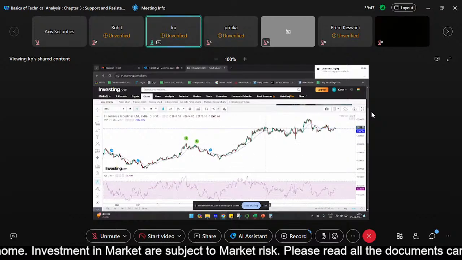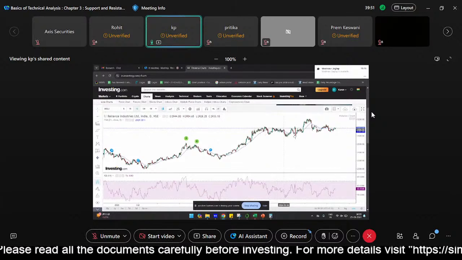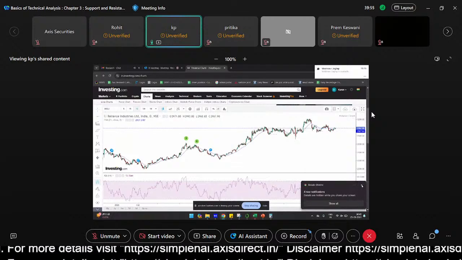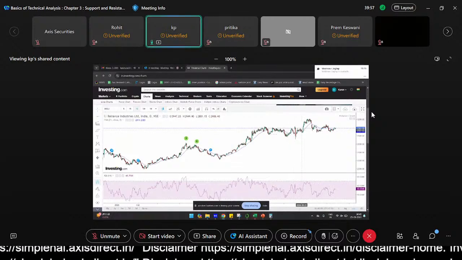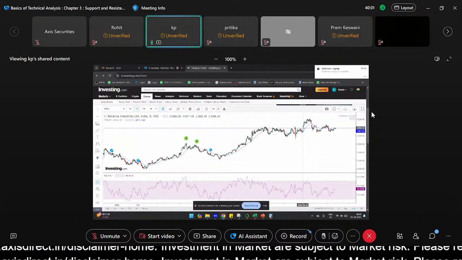Correct. जैसे ही ये रेजिस्टेंस के पास आ रहा है, you see there is a drop in the momentum, and then you look at RSI around this level. I'm sorry. Yeah. Then you look at the RSI when it breaks above this.